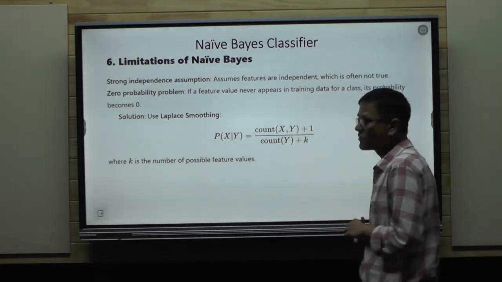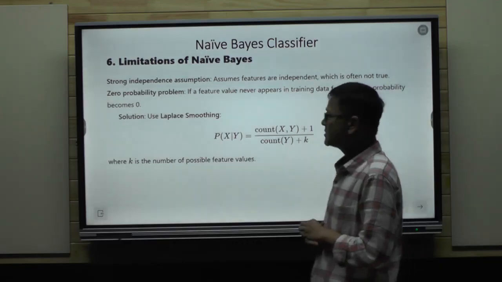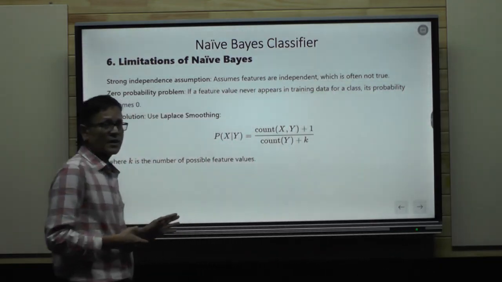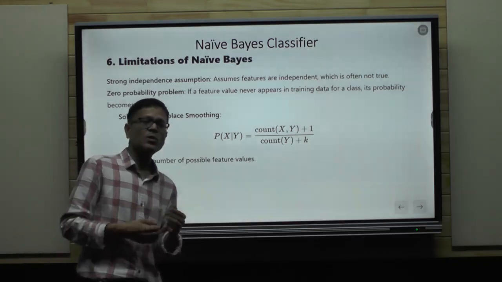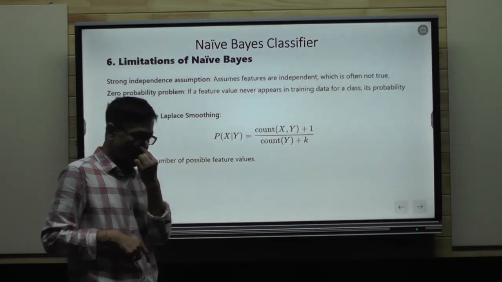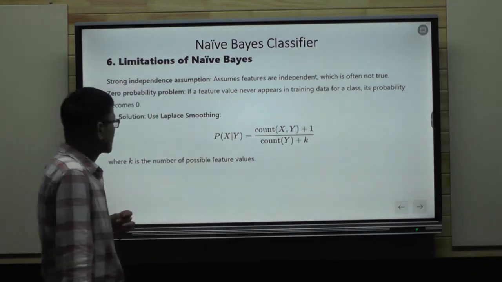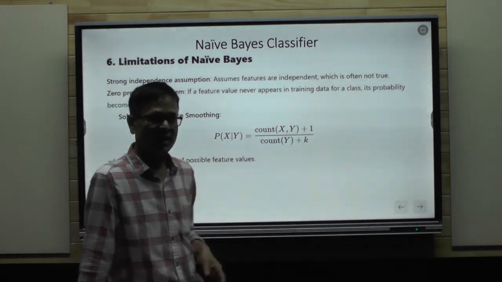Limitations of naive Bayes: strong independence assumption. I've told you at the beginning also that features can be related. X1 feature is related to X2. I gave you the example of height being directly proportional to weight, but it's not an absolute truth.